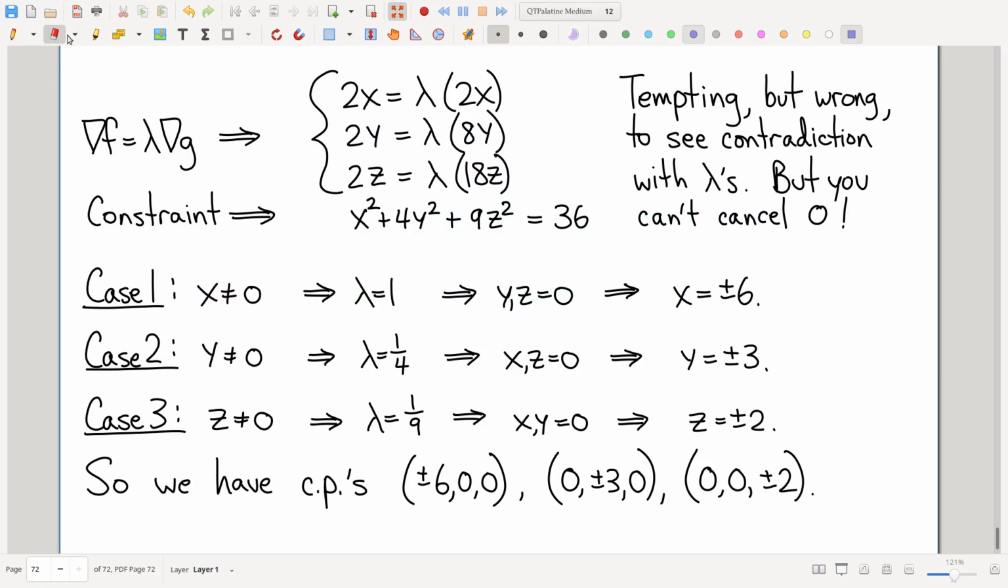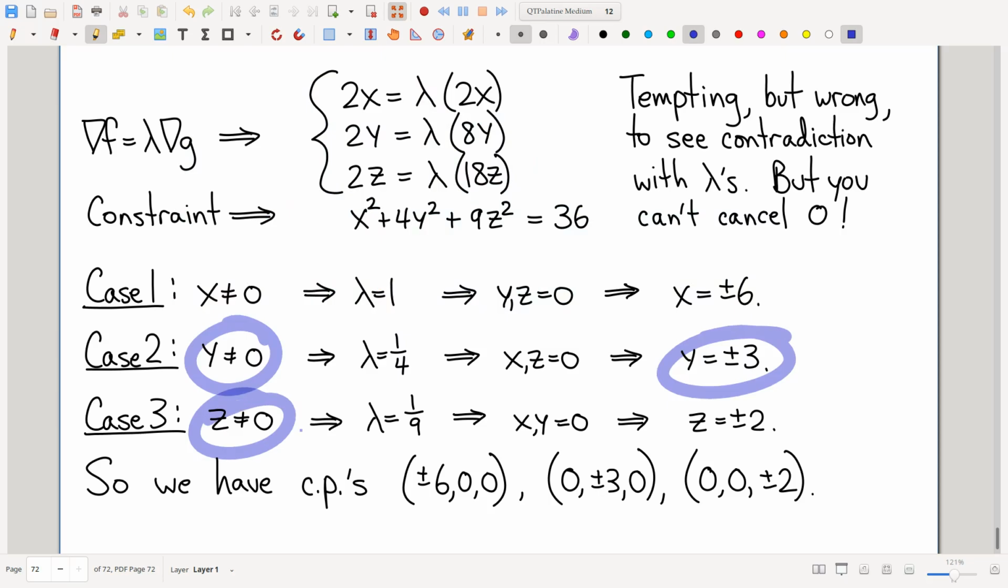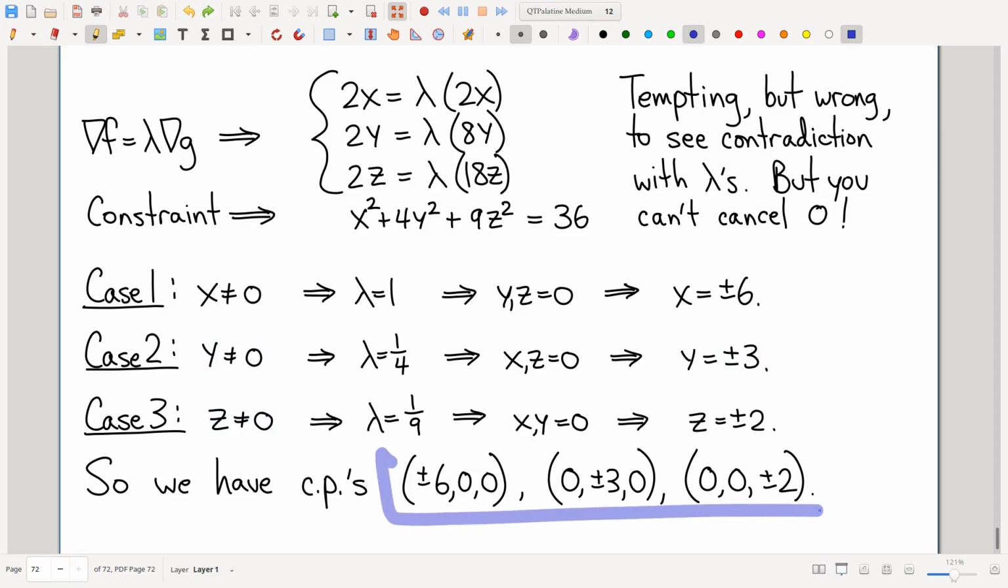You can do the same for the case where y is non-zero, and there are these possibilities, and if z is non-zero, it's very analogous. These possibilities, and check it out, that gives us actually 6 critical points.